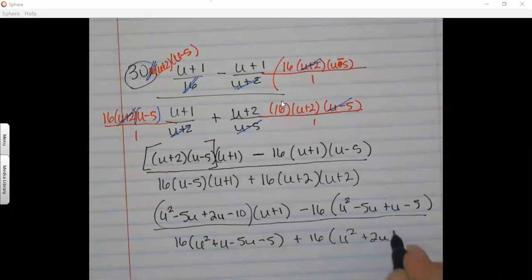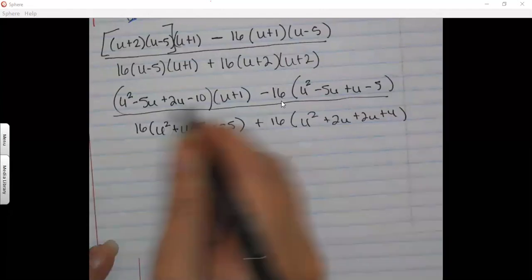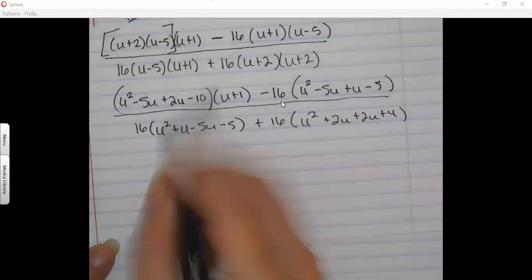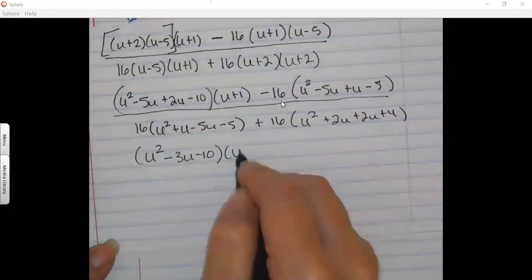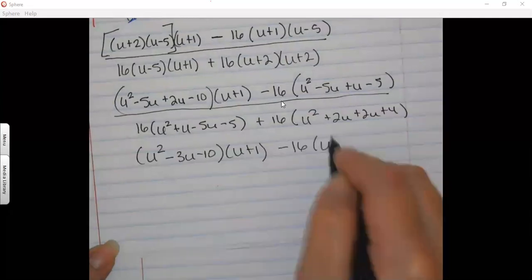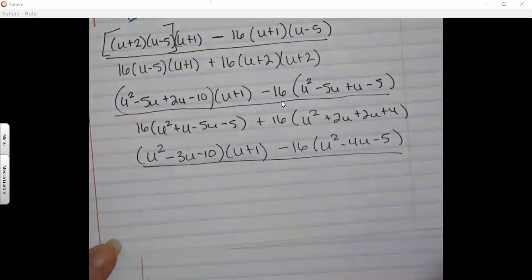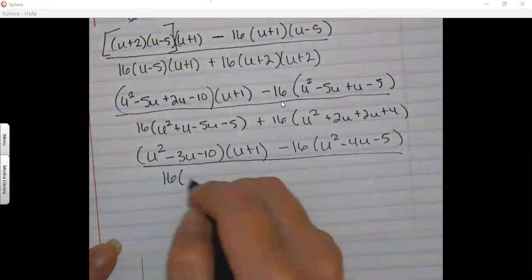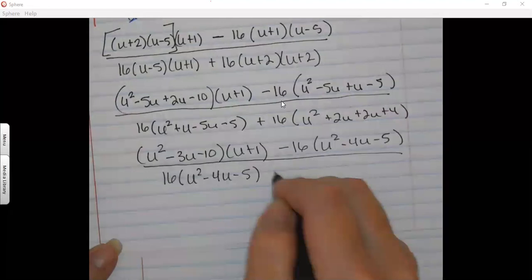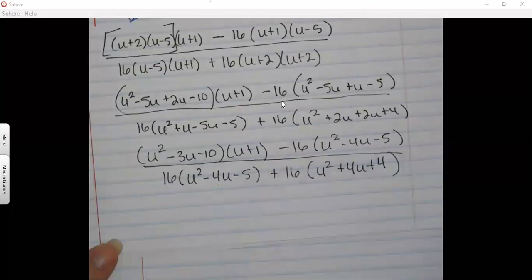I can't believe I give y'all such a thing. So let me take care. I'm going to combine like terms first, and then I'll come back and distribute that u plus 1. Same with this next one. That's u squared minus 4u minus 5 all over. It did not seem this difficult when I assigned it. Okay, now keep on going.